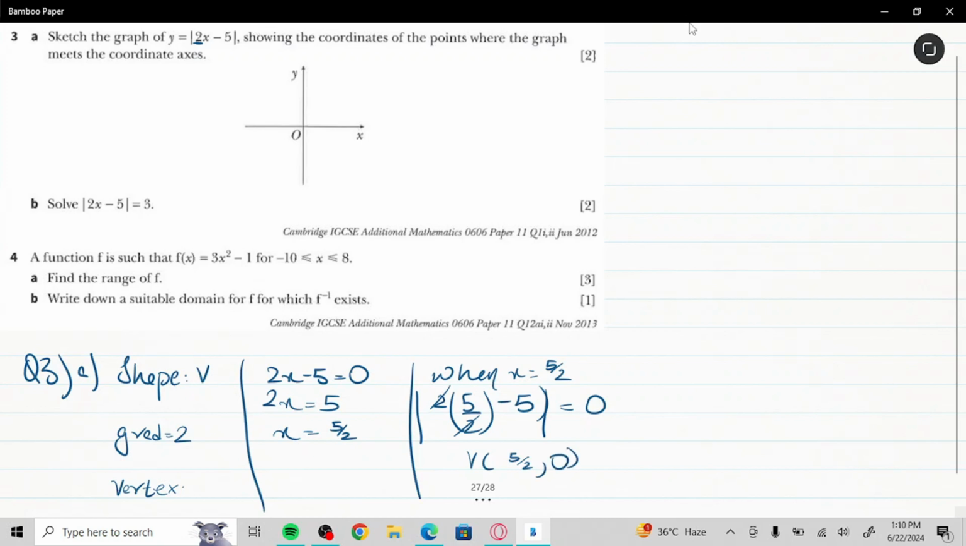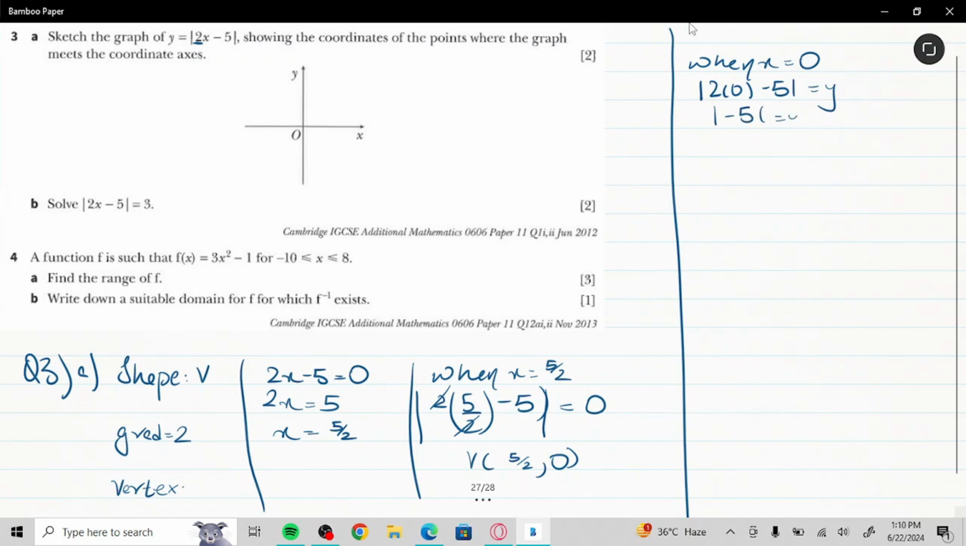We have the shape of the graph, we have the gradient of the graph. The last thing I think we will need to find out is, when x is equal to 0, meaning our y-intercept. So our y-intercept when x equals 0 is going to be 2x minus 5, 2 multiplied by 0 minus 5 is equal to y, and minus 5 in a modulus is equal to y, and y in return is equal to 5 because modulus values become positive.